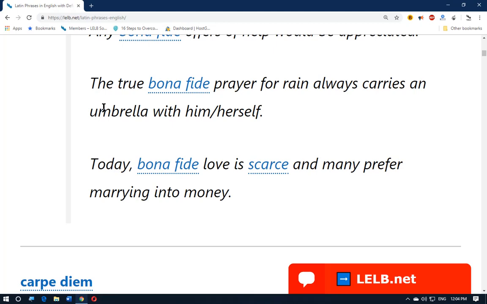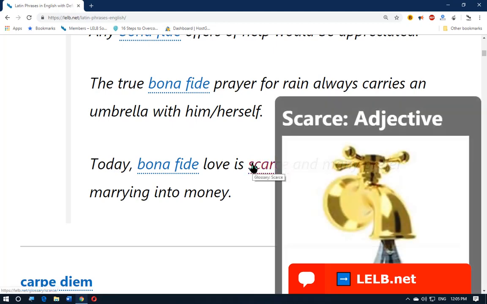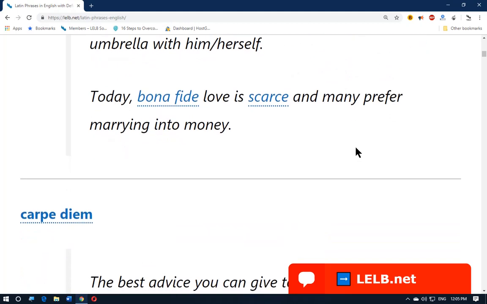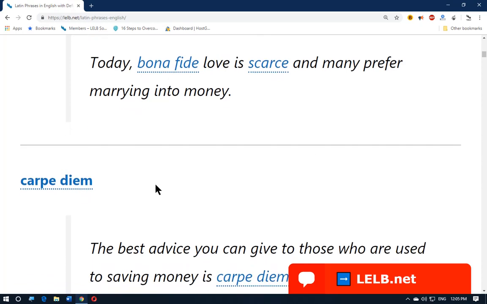And today, bona fide love is scarce, means actually you cannot find it ubiquitously everywhere. It's not easy to find, and many prefer marrying into money. These examples have been provided by our students in the form of comments. I will show them to you after this, at the end of this lesson.